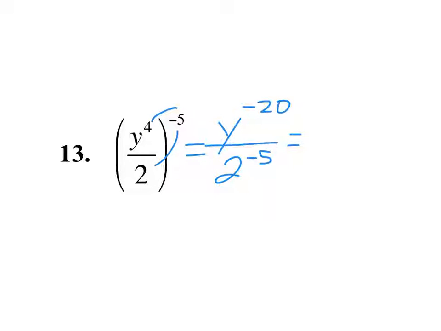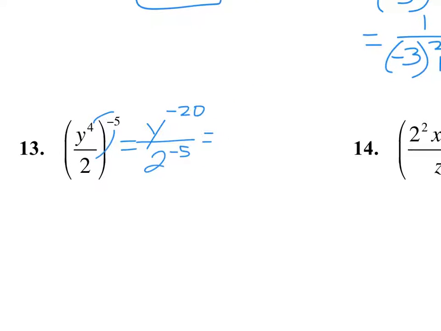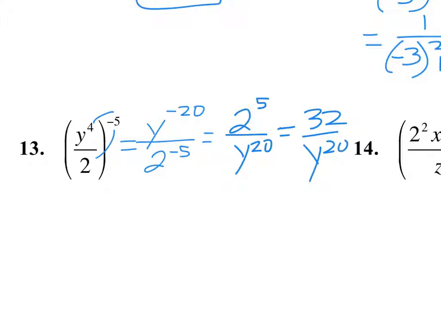All right. Now we need to move them both. They both have negative exponents. They're both not happy where they're at. So y to the negative 20th will move to the bottom. 2 to the negative 5th moves to the top. That makes their exponent then positive. And then fix that. We just did 2 to the 5th. What is 2 to the 5th? 32. Good. So 32 over y to the 20. See, this one needed a little bit of work here. You need to show that work when you're doing these on your paper.